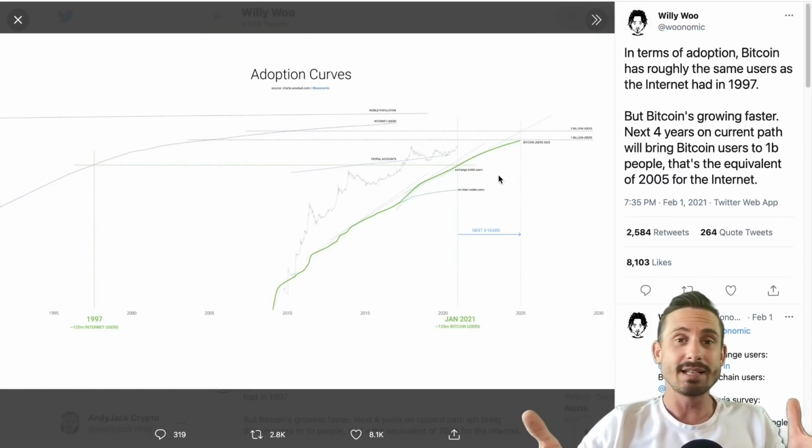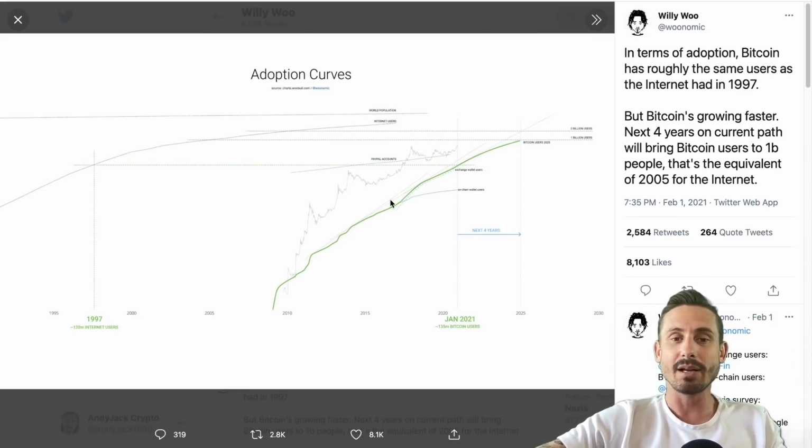So if the trend continues, the sky is the limit, guys. We can see the price of Bitcoin going up, the adoption curve going up. You cannot fight against these trend lines by Bitcoin for the future.